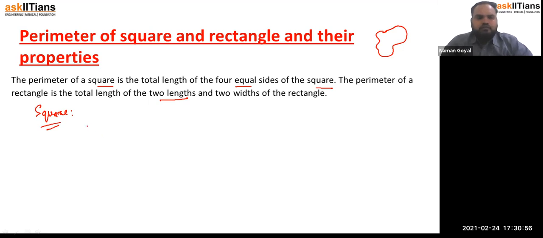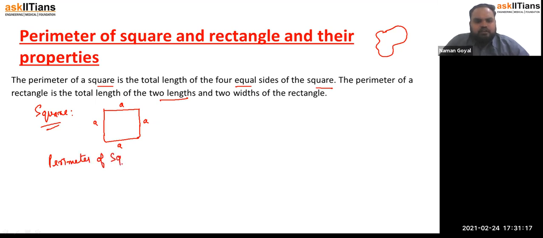Okay. So if we have a square, the property of a square is what? All the sides are equal. So it will be a, a, a, and a, right? So we can say that the perimeter of a square is what? 4 into side. Are you getting my point? So the perimeter of a square is 4 into side, right? Okay, so we can do this question like that.